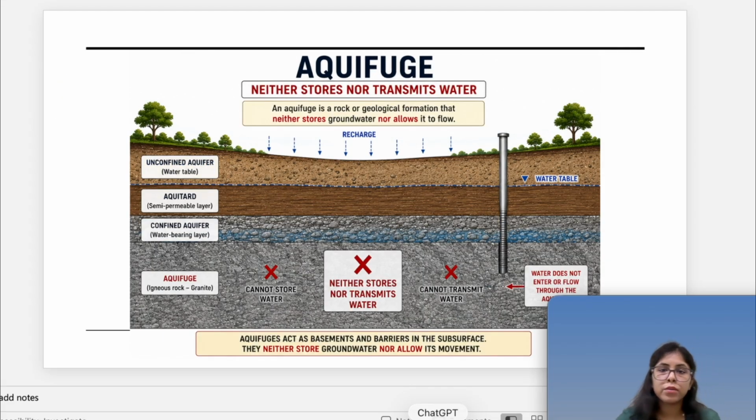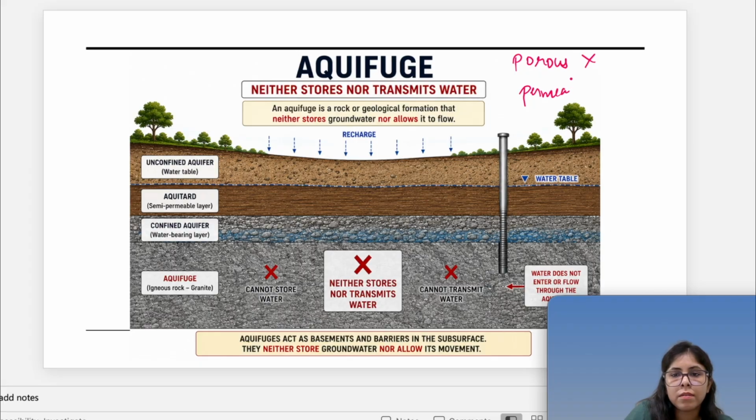Now we have Aquifuge. So Aquifuge is the layer which is having zero porosity. Porous, no. Permeable, no. Zero porosity, it will not even transmit water, and it doesn't have water. Then how will it transmit? So it's not at all porous, and it will not be permeable hence. So these we call aquifuge.